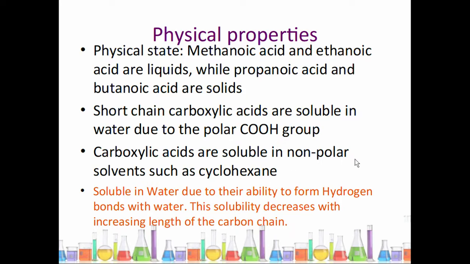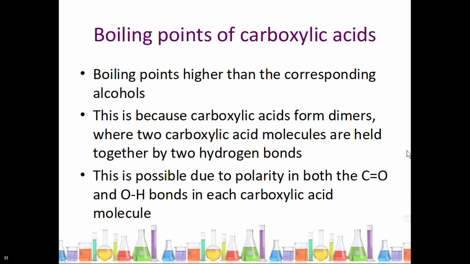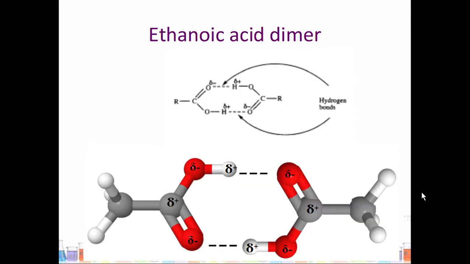They're soluble in non-polar solvents such as cyclohexane. The boiling points of carboxylic acids are higher than their corresponding alcohols. So we're comparing them to alcohols because of that hydroxyl group in there. This is because carboxylic acids form something called a dimer, where two carboxylic acid molecules are held together by 2 hydrogen bonds. This is possible due to the polarity in both the carbonyl group and the hydroxyl group in the carboxylic acid molecule. So what does that mean?